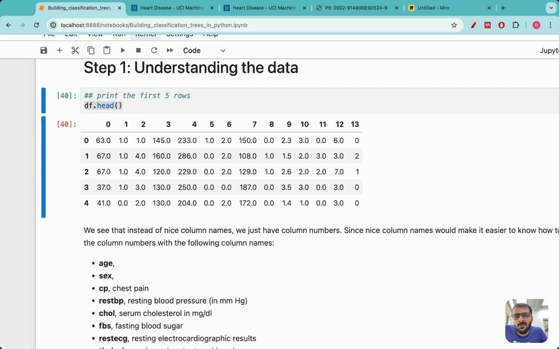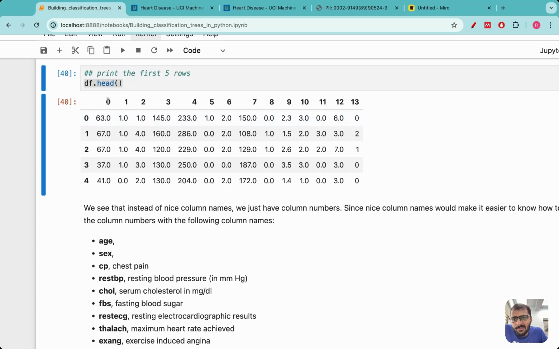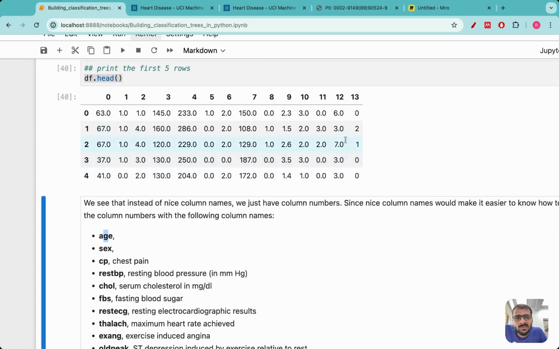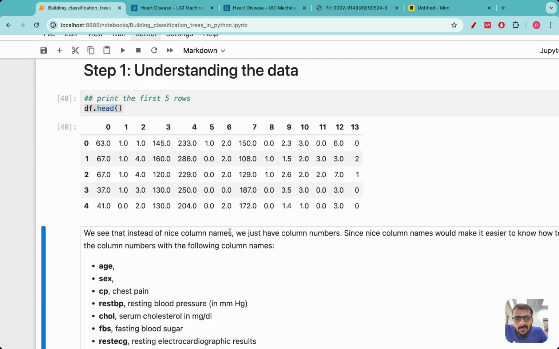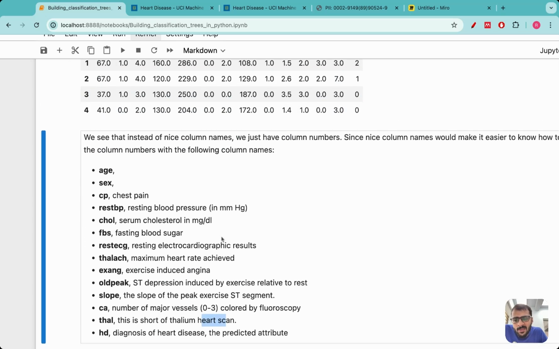There is one way in which this table can be formatted nicely, right? So currently, every column just has numbers. So instead of numbers, it will be good to have nice column names. For example, instead of 0, it will be good to have age. Instead of the last variable just 12, it will be good to have thal, which is the thallium heart scan. Similarly, for 13, it will be good to have HD.